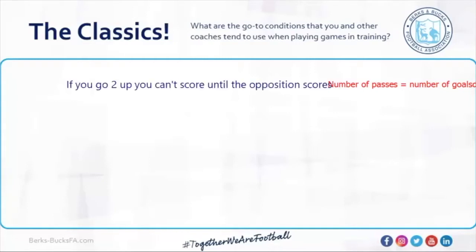Let's finish. Each player can only score one goal. Cool. Can only pass backwards and sideways. Interesting. If you go 2 up, you can't score until the opposition scores. Ooh. Interesting. Go back to the keeper when you win possession. What happens if you win it right in front of the goal? What are you going to do, Dave?